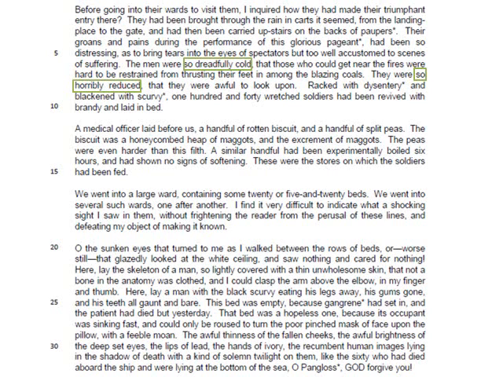You might have commented on the disgusting language in the phrase, a honeycombed heap of maggots and the excrement of maggots, with that repetition of the noun maggots driving home the completely unhygienic and frankly horrifying care that the wounded soldiers are being given.